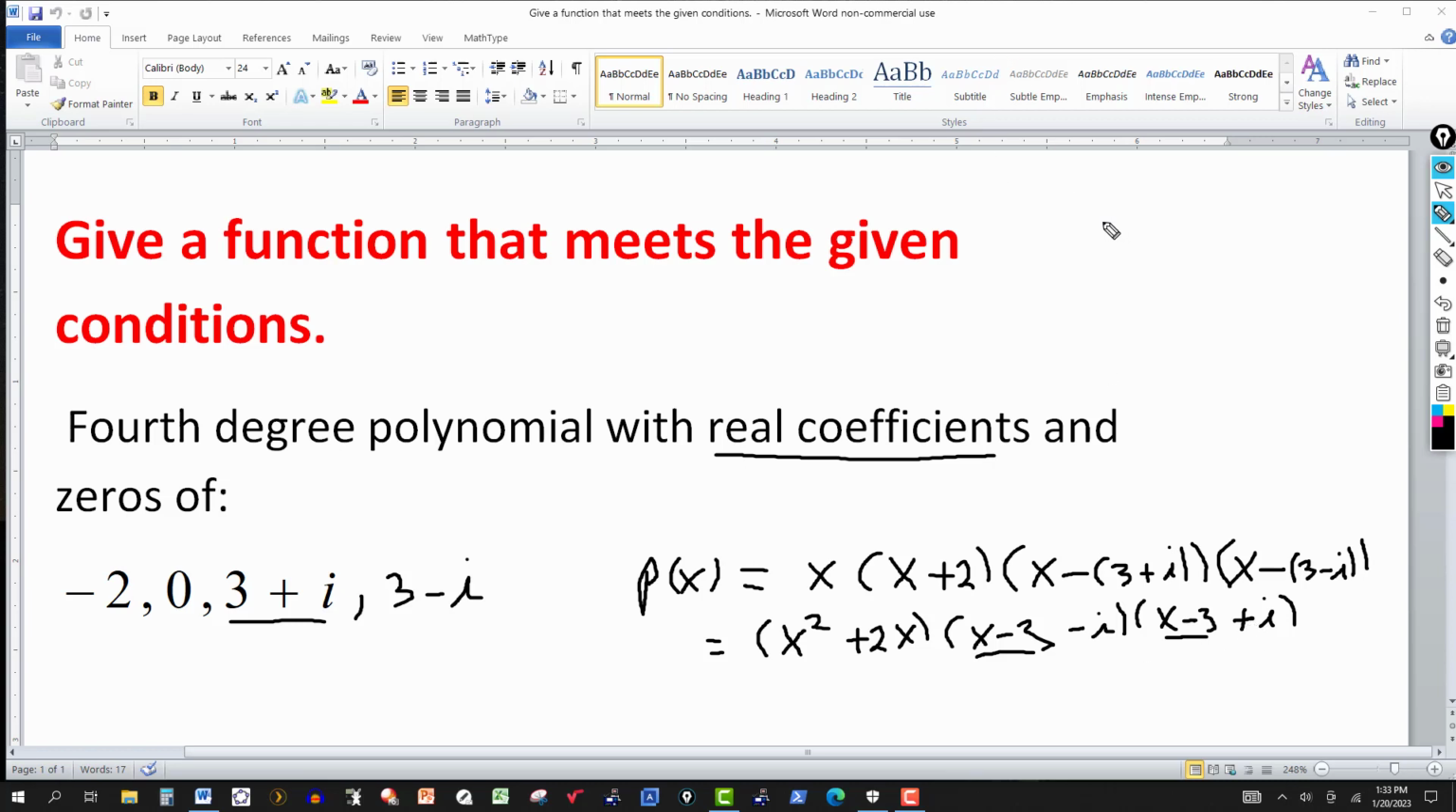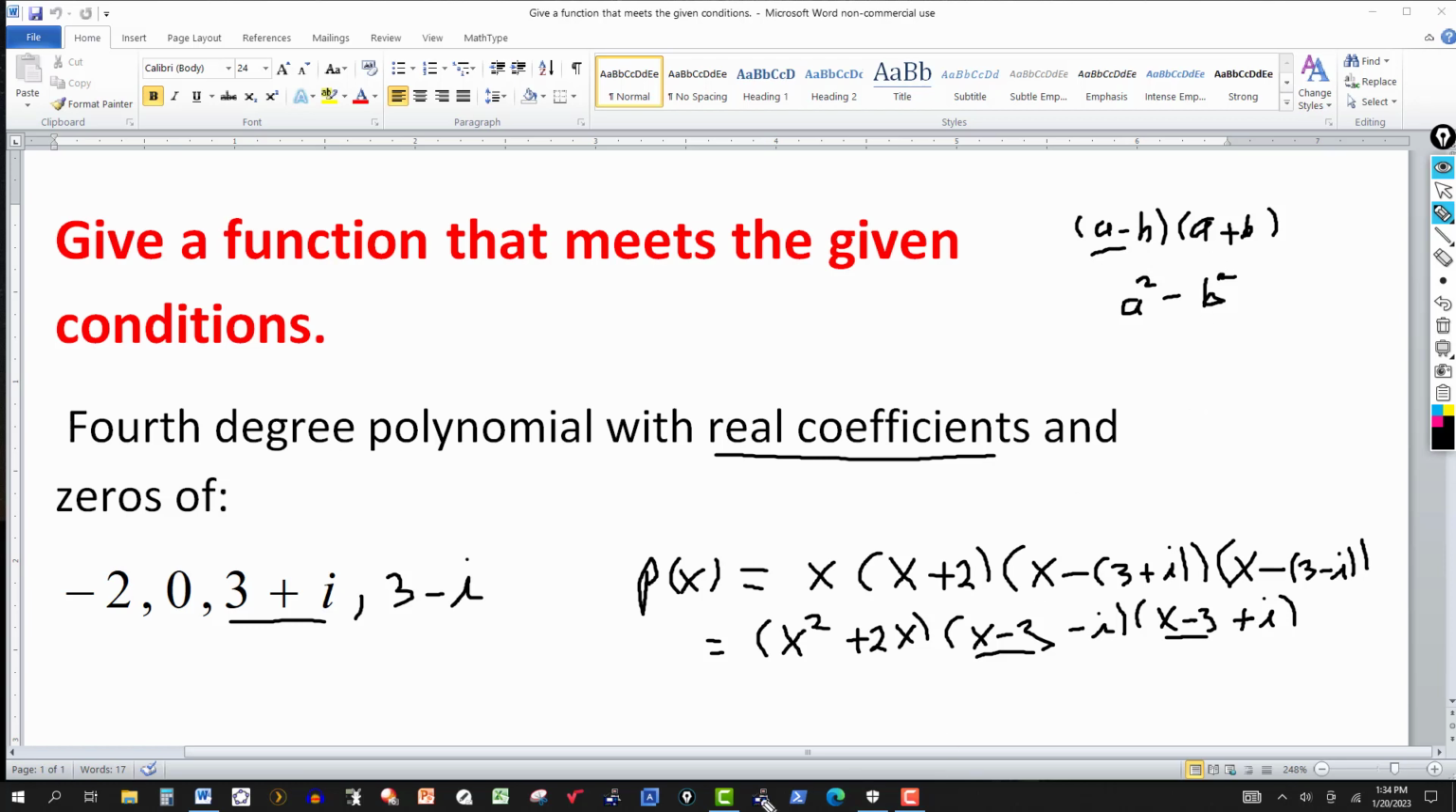So I'm going to use this formula from basic algebra. Anytime you multiply the sum and the difference of the same two terms, it's equal to the difference of the squares, a squared minus b squared. So in this product, the x minus 3 minus i and the x minus 3 plus i, that represents this right here.